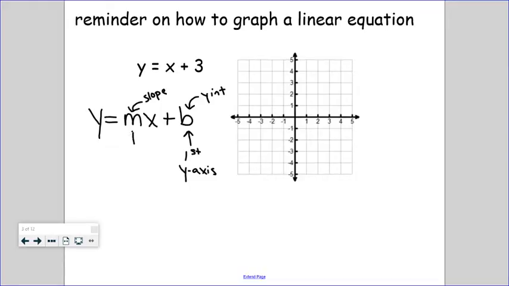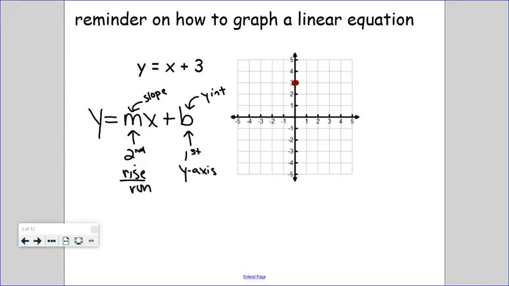The second thing we graph is our slope, and we think of that as a fraction. If it doesn't look like a fraction, we can always put it over 1, right? And we want to think of our slope as a fraction because we want to think of it as rise over run. The number on top is how far up or down we go. The number on the bottom is how far right and left we go. So if I were to graph the example given, y equals x plus 3, our first dot would be on our y-axis up at positive 3.